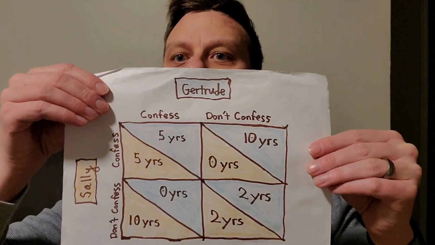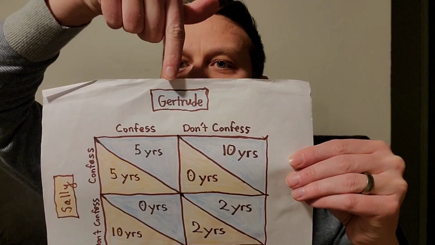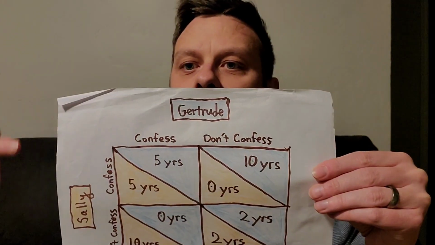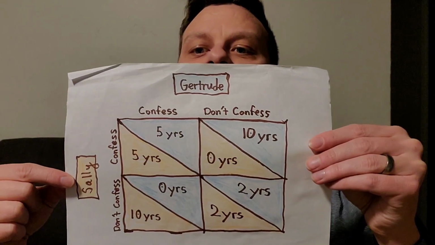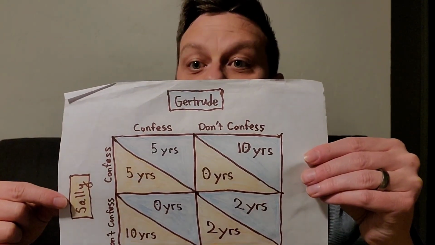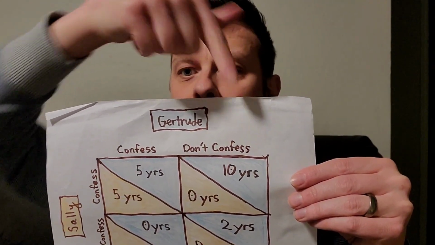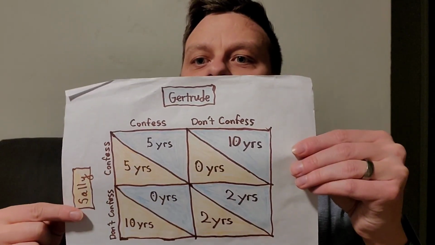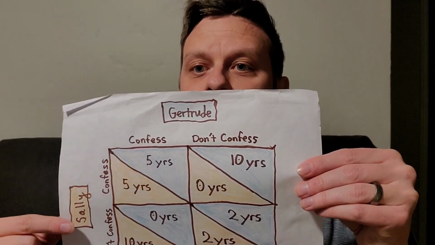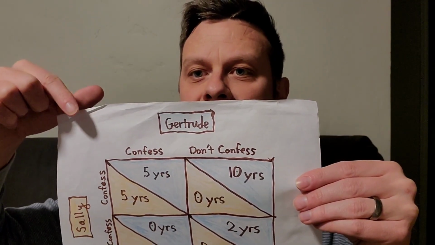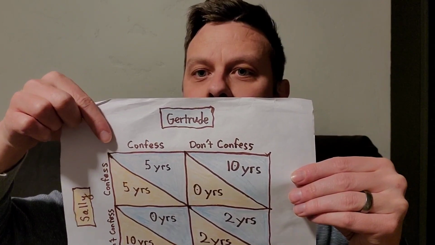However, in some cases, it makes sense for them not to confess. Let me go through one example of two prospective criminals using this prisoner's dilemma system. We have Gertrude here on the top, represented by blue. Sally is also suspected of the crime and is represented here in orange. You'll see within our axis, we have confess and don't confess for Gertrude, and confess and don't confess here for Sally. If both Sally and Gertrude confess, they both receive 5 years in prison.